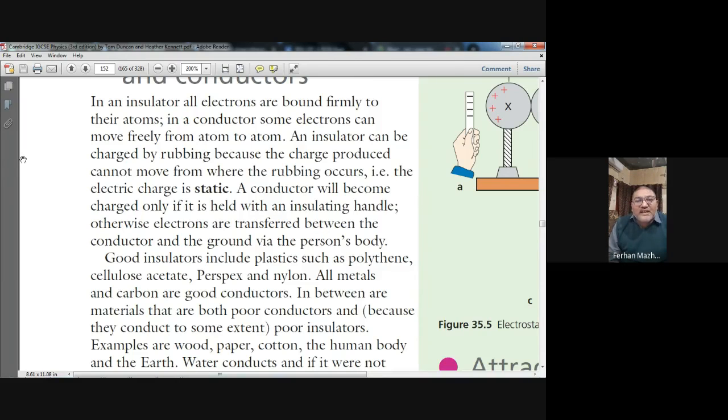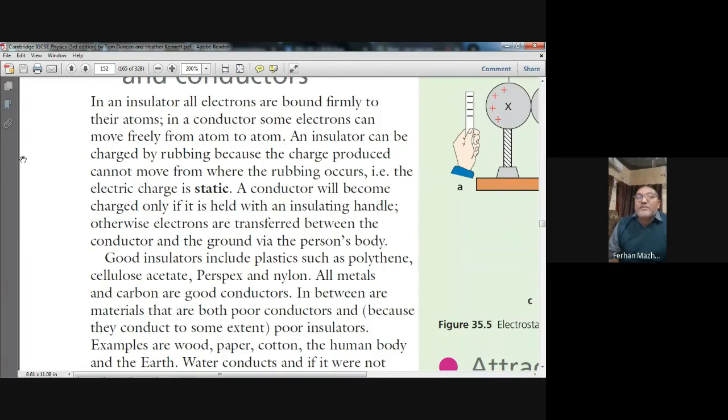But this is not the case with the insulators. In an insulator, all electrons are bound firmly to their atoms. In a conductor, some electrons can move freely from atom to atom. An insulator can be charged by rubbing because the charge produced cannot move from where the rubbing occurs. That is, the electric charge is static.